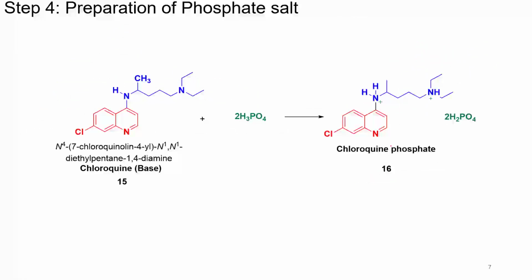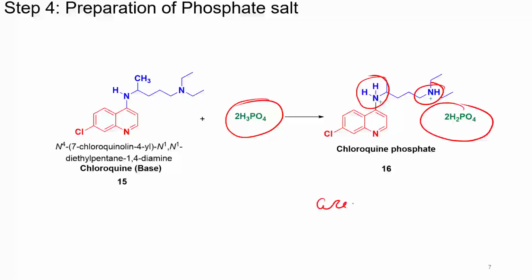For the preparation of the phosphate salt, we will use 2 moles of hydrogen phosphate. When it reacts with hydrogen phosphate, here it additionally provides a plus charge, and here it additionally provides a plus charge, and it will complete like that. So we get chloroquine phosphate, which is water soluble, so it is easy to digest.